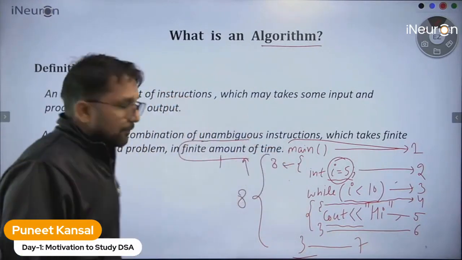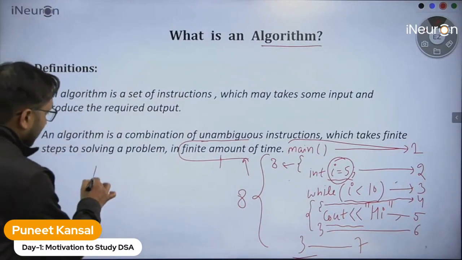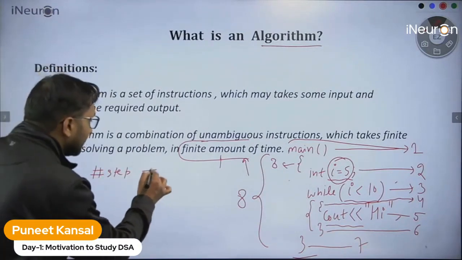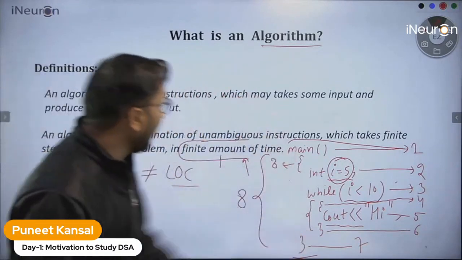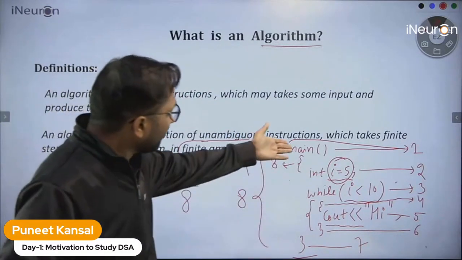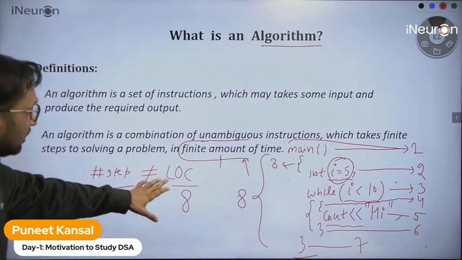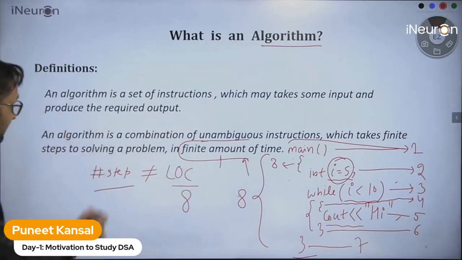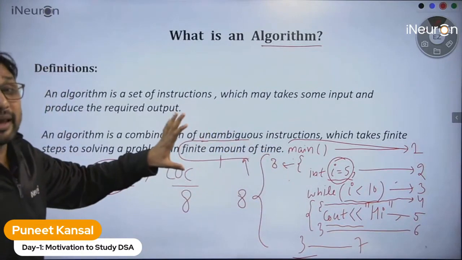But let me tell you one thing. Why I'm stressing this is that, again, this is an interview question. The number of steps to execute an algorithm is not the same as the lines of code. How many lines of code here? 8. If somebody asks me how many lines of code are here, I will say 8: main, this opening bracket, this int statement, while, and so on. 8 statements are there. So the lines of code in my project, my software, is 8. But this is not the same as how many steps my algorithm is taking to execute.